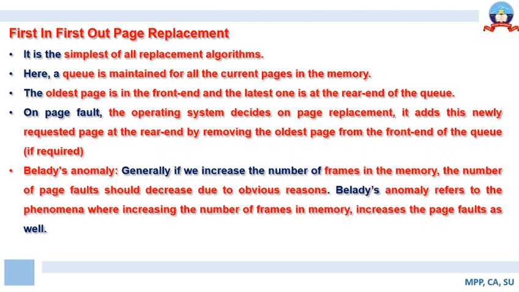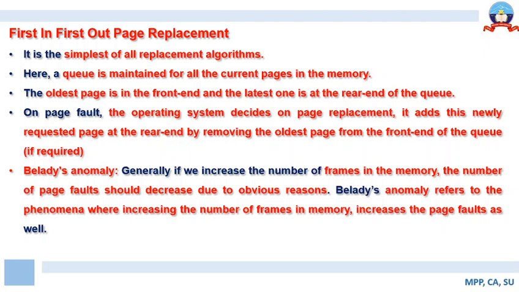So when the number of pages increases, the probability of having a required or requested page in the main memory increases. When more pages are accommodated in the main memory, there is a greater probability of finding the requested page in the main memory itself. So it reduces page faults.